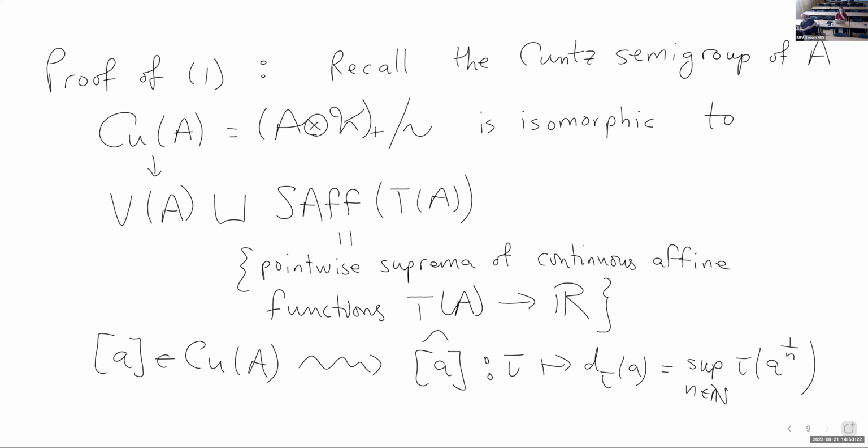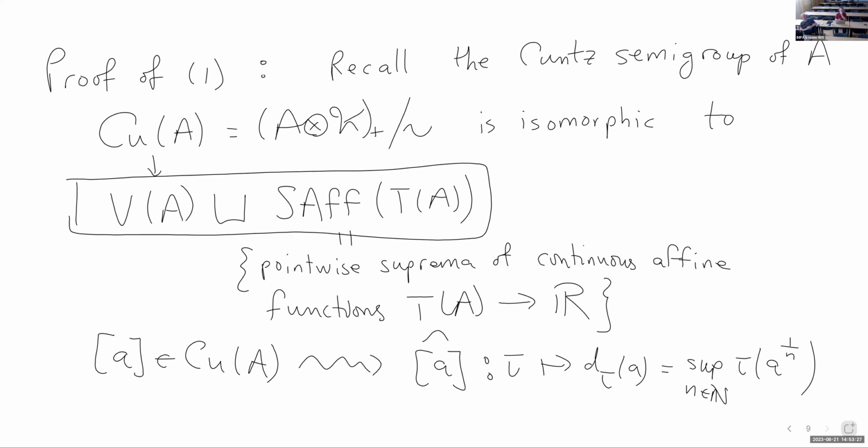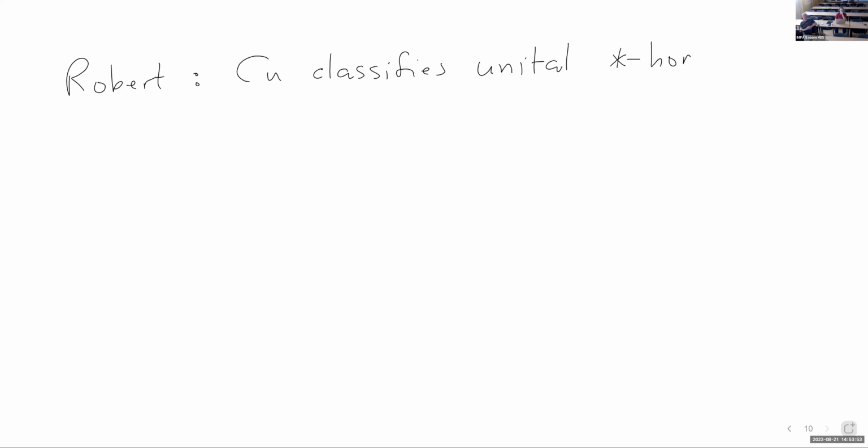So the thing that I really want you to remember is this. We know what it looks like in this case. And the second thing I want you to remember is that we can use the Cuntz semigroup to classify homomorphisms. This is what I call Robert's theorem. So Leonel Robert told us that Cu classifies unital star homomorphisms from continuous functions on the interval to stable rank 1 C*-algebras.